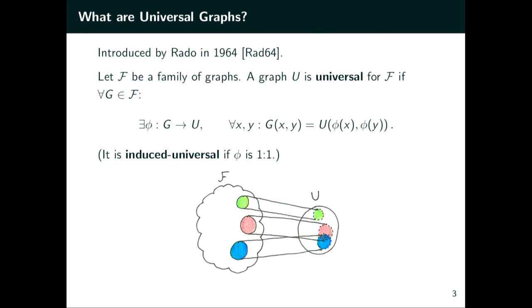We can also require that this mapping phi is one-to-one, so every vertex is mapped to a unique vertex in U, in which case we call it induced universal. Like in this picture here, every graph in F can be found somewhere inside U, hopefully overlapping as much as possible so that the graph U is as small as possible. So the goal here is to find the smallest universal graphs that we can.